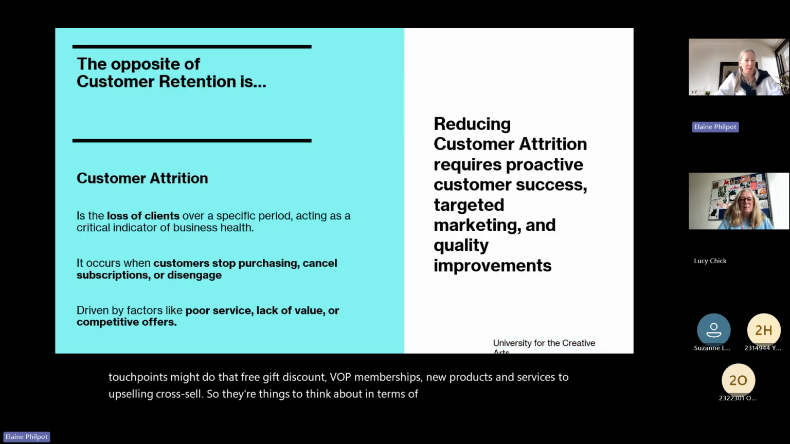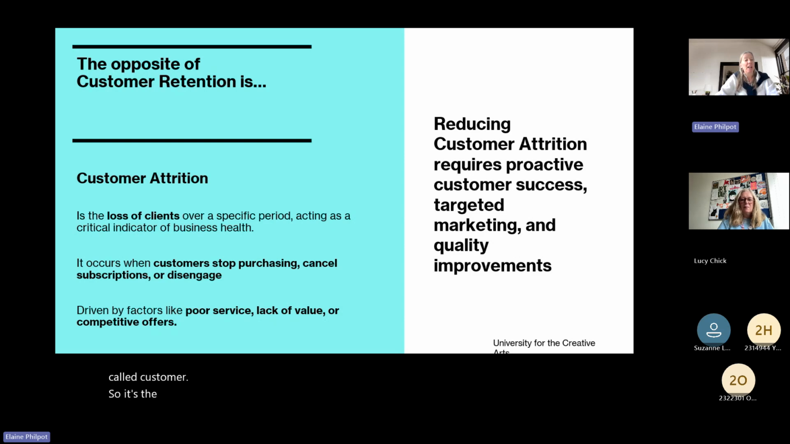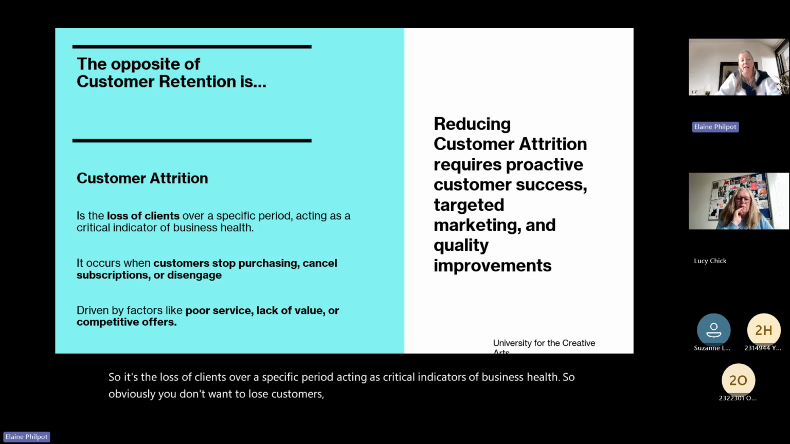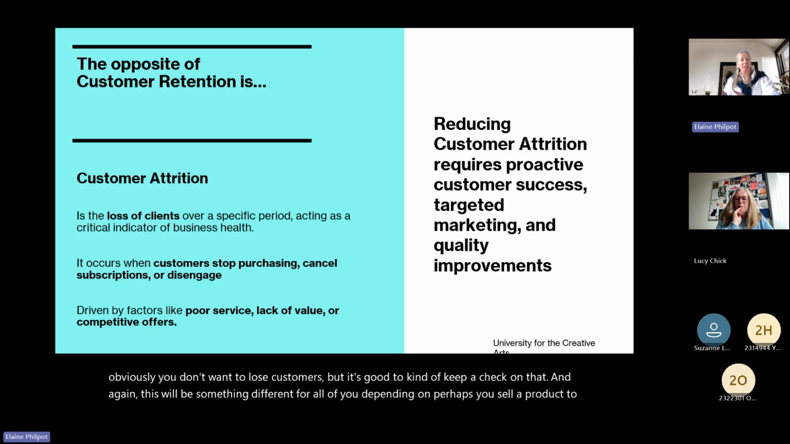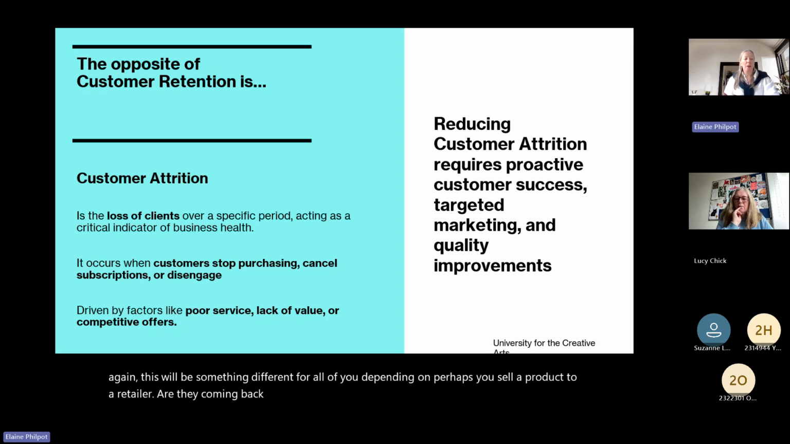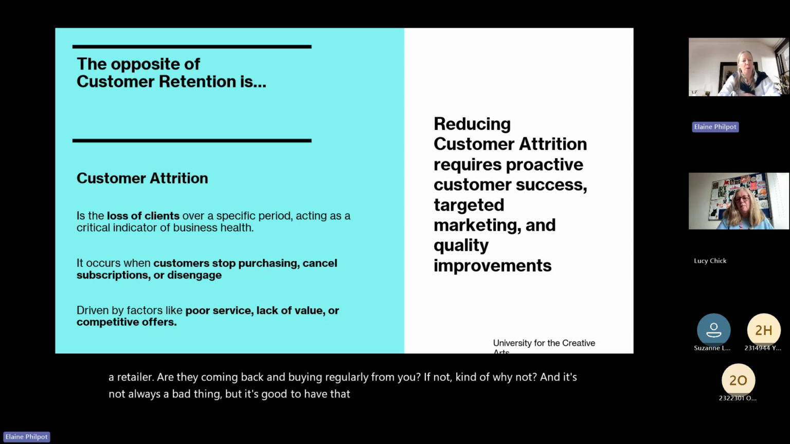Now, the opposite of customer retention, of course, is the loss of customers. So that's what we call customer attrition. It's the loss of clients over a specific period, acting as a critical indicator of business health. So obviously you don't want to lose customers, but it's good to keep a check on that. And again, this will be something different for all of you, depending on, perhaps you sell a product to a retailer. Are they coming back and buying regularly from you? If not, why not? It's not always a bad thing, but it's good to have that monitoring of, where are my customers? Am I keeping them? Am I losing them?